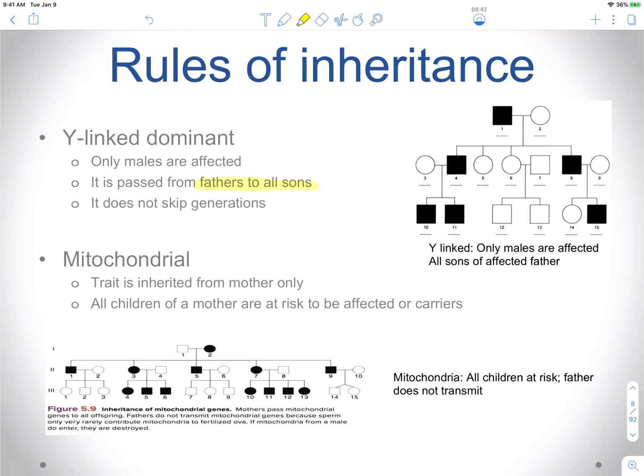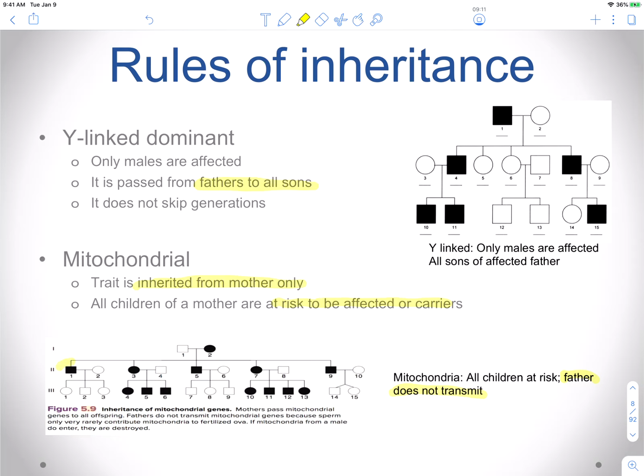And then mitochondria, the trait is inherited from the mother only. All children of a mother are at risk to be affected or carriers. One of the things about mitochondria, it also looks almost like autosomal dominant, and the way you can see that it's not is because fathers do not transmit the disease. In an autosomal, you would get transmission from both mothers and fathers. In mitochondria, transmission is only going to be from mothers.